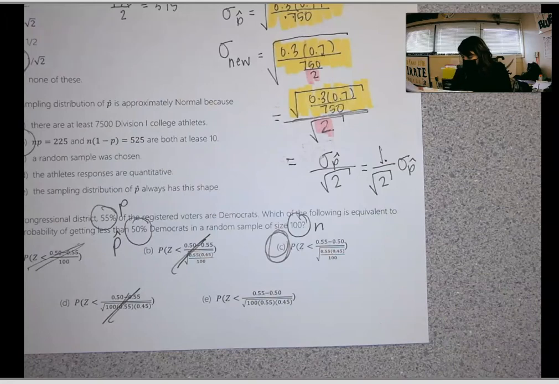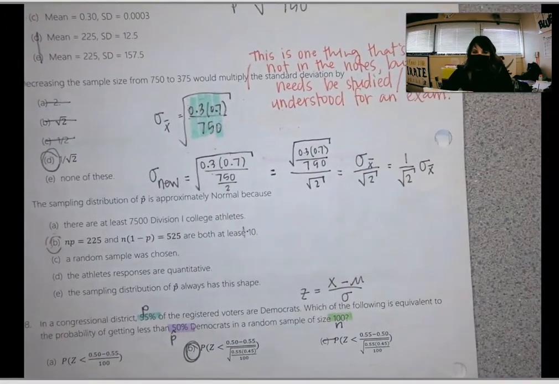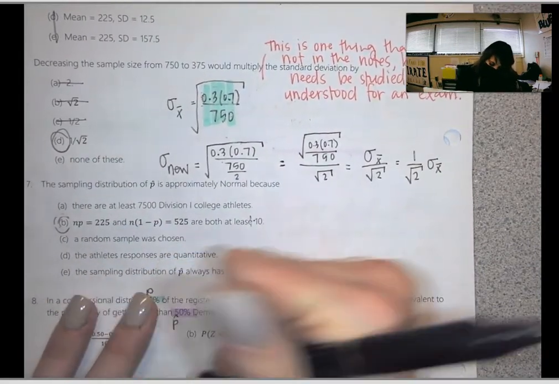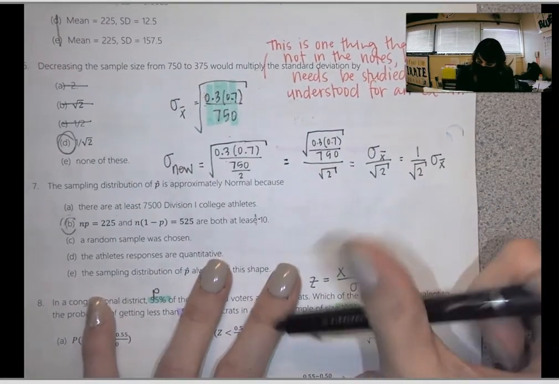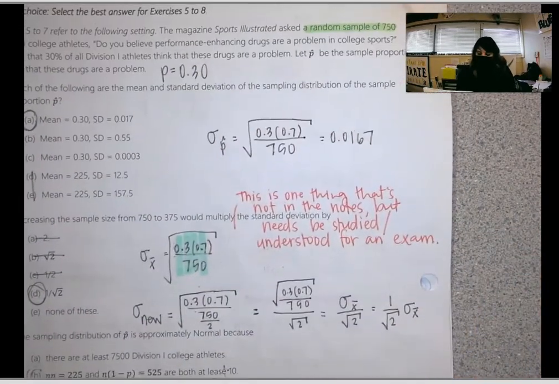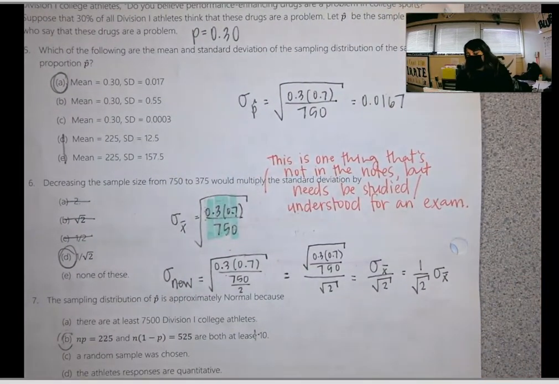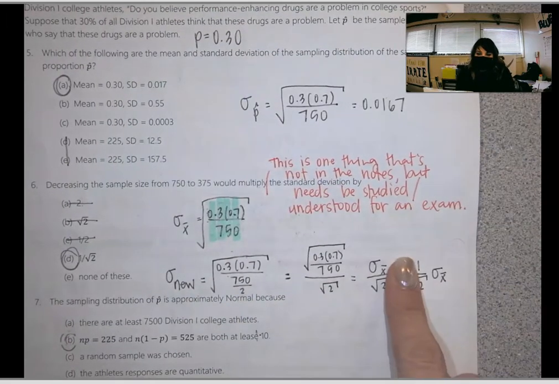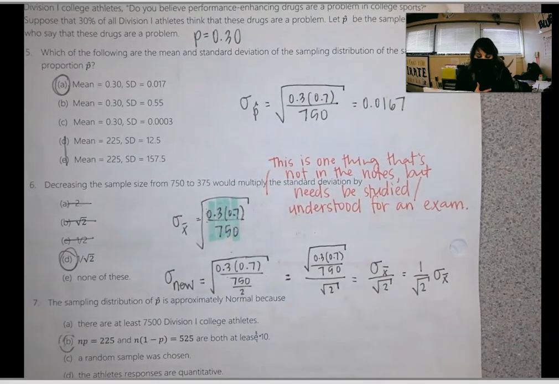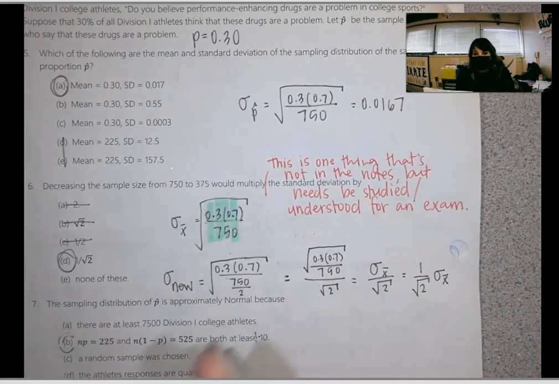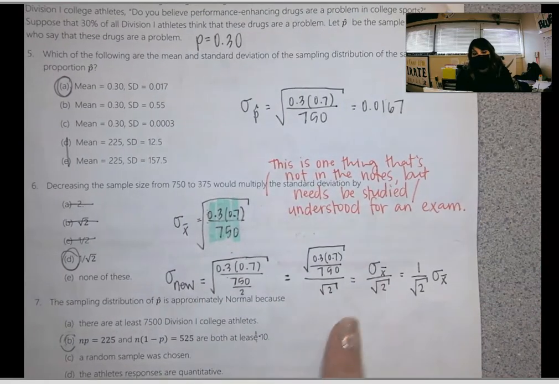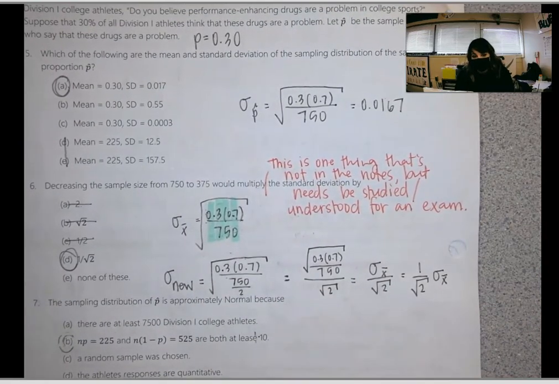Okay, so this is my actual key for the multiple choice. And I just made a note on number 6 that this is one thing that's not in the notes but needs to be understood or studied for the exam. So this is kind of a lie. I address this in the next note sheet. So hopefully this will make more sense once we do that. But we didn't have a whole page on this. So I wanted to make sure that I noted, you will see questions like this even though I didn't devote a whole page to it.